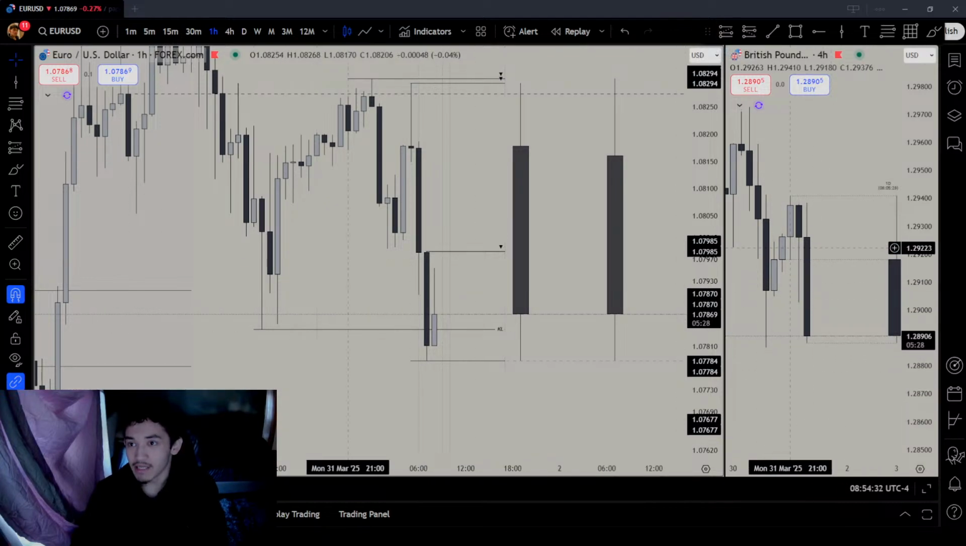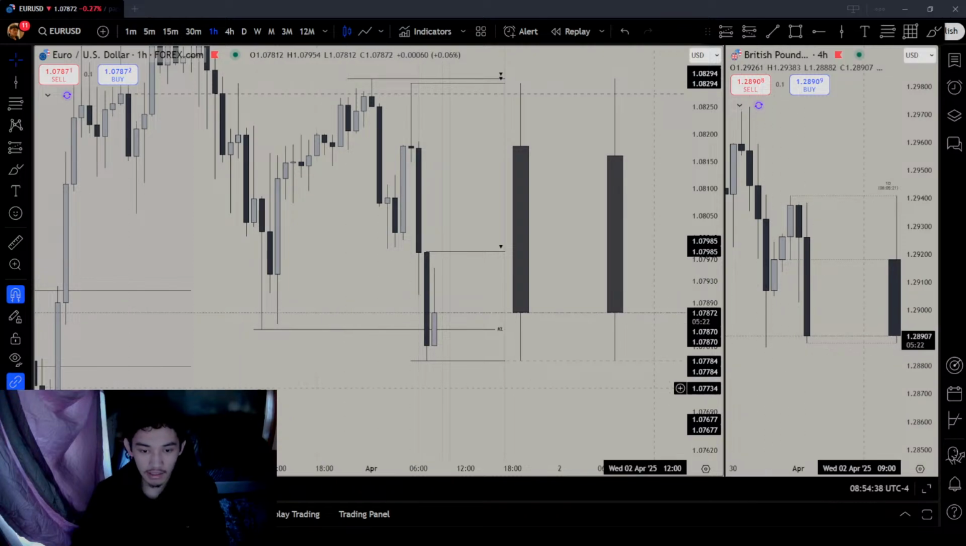Yeah, is that SMT? The SMT probably will be false, man. You can see the SMT is very low to the low. It's probably gonna be false SMT.